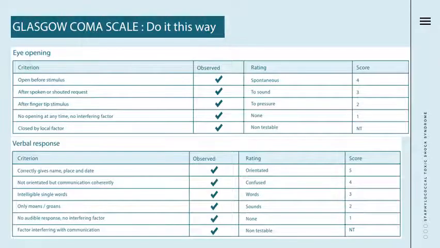Glasgow Coma Scale is used to assess the level of consciousness of a person in response to a defined stimuli. It is divided into three parts: the eye-opening response, verbal response, and motor response. So here's an example of the criterion which you could refer to in order to give scores to the patient.